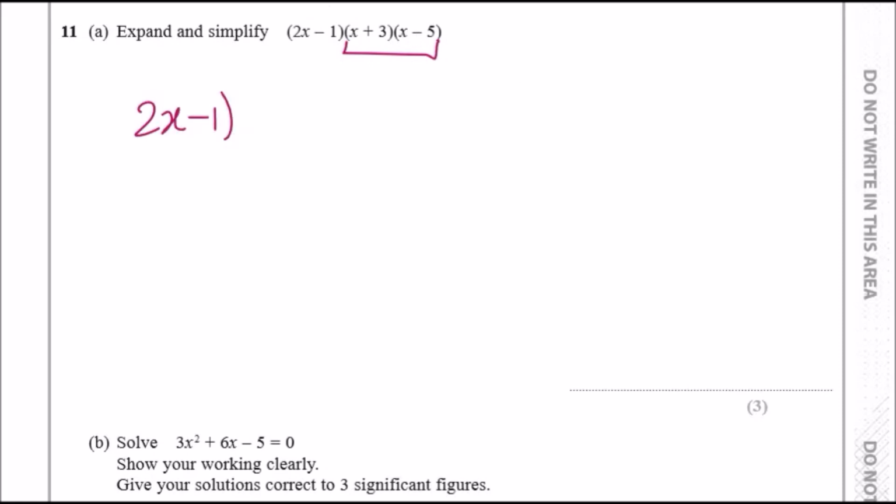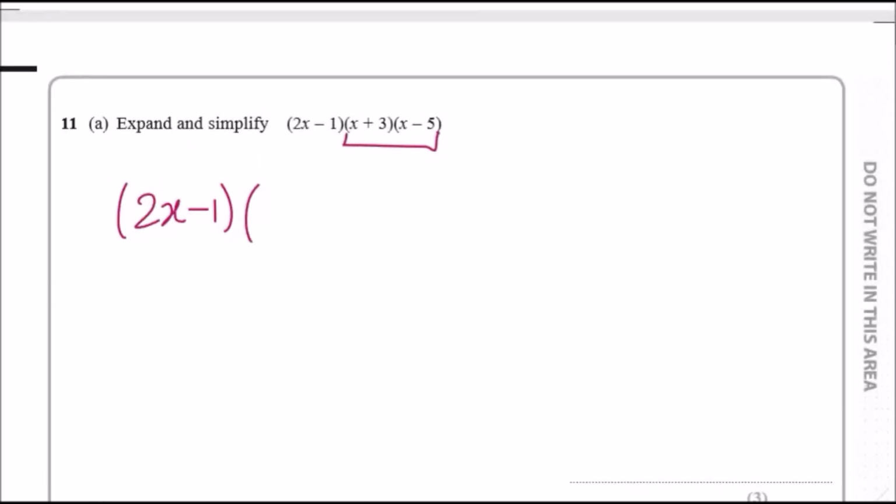So tip, copy the first bit, use FOIL on the second bit. If you're not sure how to do it, it's always x times x, x times minus 5, and then 3 times x and 3 times minus 5. So what does that give us?